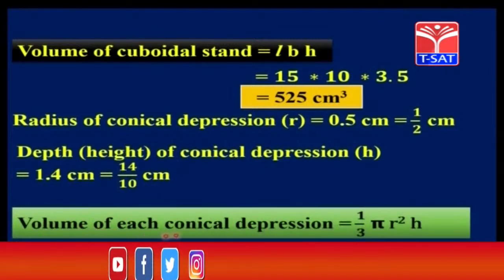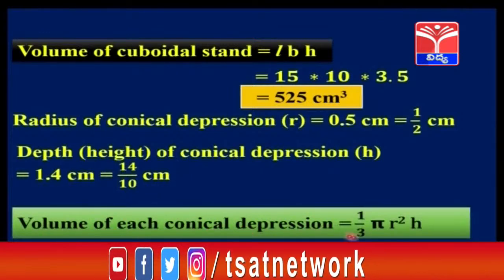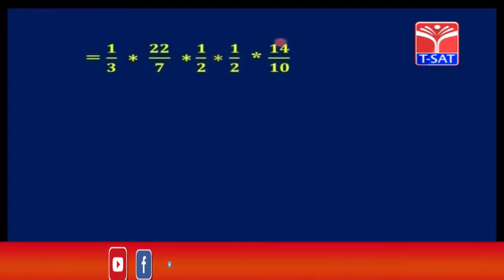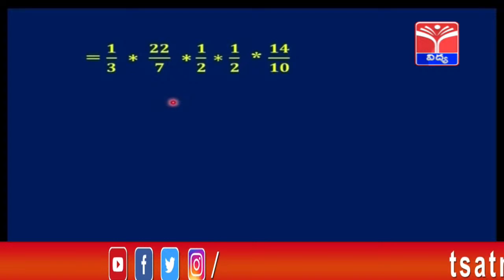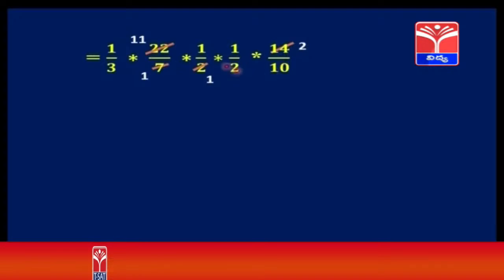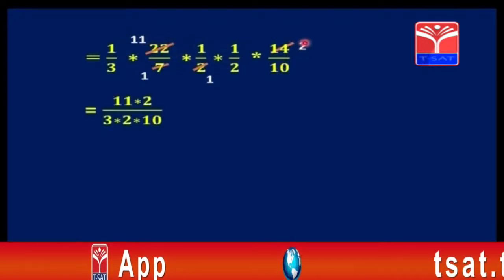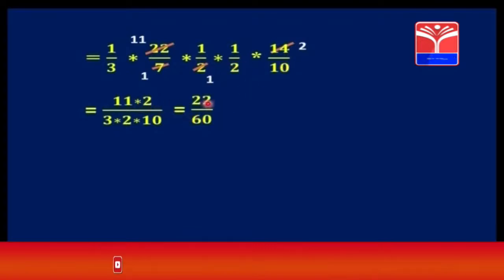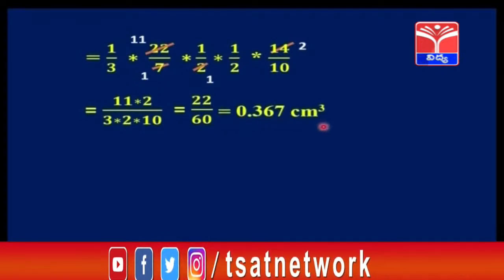Now children, the volume of each conical depression, it is in the form of a cone. So the volume of cone formula 1 by 3 pi r square H. Now substitute the values. 1 by 3, pi value 22 by 7, r means the radius 1 by 2 into 1 by 2, that is r square, height 14 by 10. Now observe the cancellation children. Here the 2 ones are, 2 11s are, 7 ones are, 7 2s are. So here numerator terms 11 into 2, denominator 3 into 2 into 10. So 11 into 2 is 22, 3 into 2 into 10 is 60, and the answer is 0.367 centimeter cube.